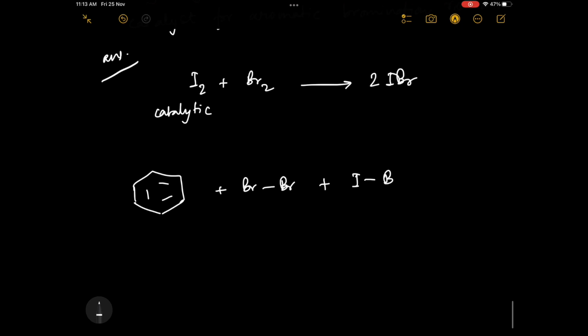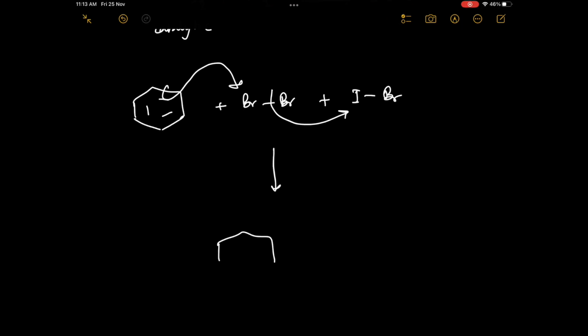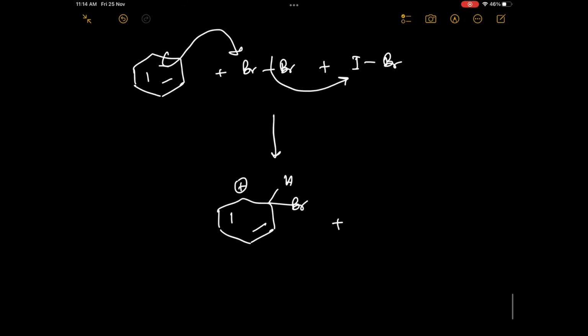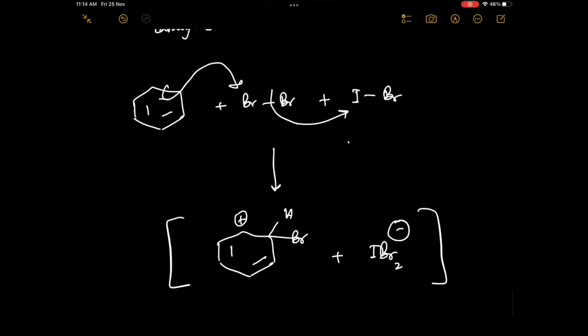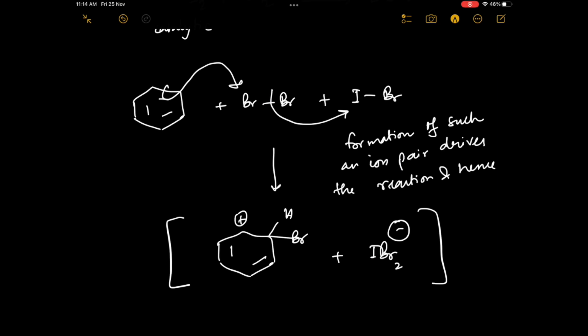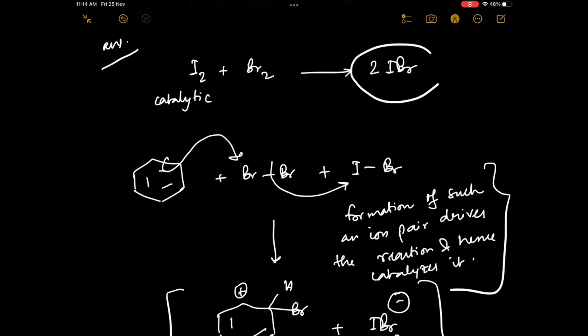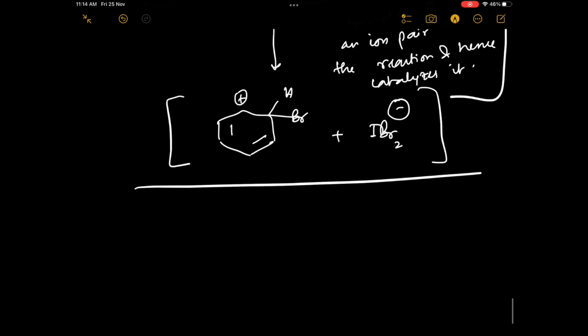Then when the electrophilic bromination reaction takes place, as you can see by the approaching mechanism, we get the electrophilically substituted bromobenzene compound, and we get IBr2 minus. So this sigma positive charge complex of bromine-substituted benzene and IBr2 minus, this type of ion pair, drives the reaction. It provides the driving force of the reaction, and hence such an ion pair formation catalyzes the reaction.